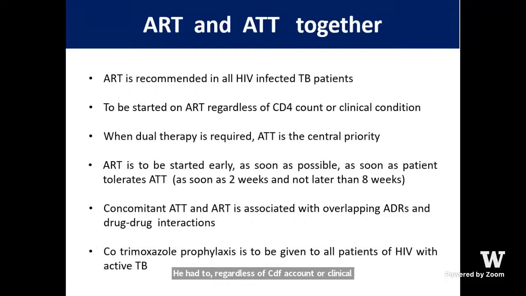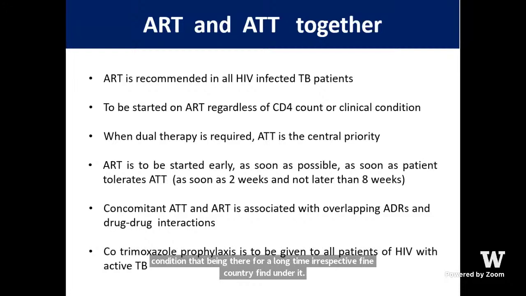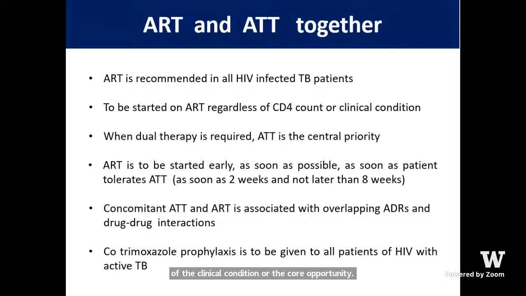So we have to treat the HIV patient irrespective of the clinical condition or the opportunistic infections. So when dual therapy is required, ART is not an emergency, you all know. ATT is the central priority, and we have to advise the patient on adherence and other issues. Start the ART very early. So that is very, very important. As soon as the patient tolerates the ATT, as soon as 2 weeks and not later than 2 months. So we have to start them on the ATT, then ART.